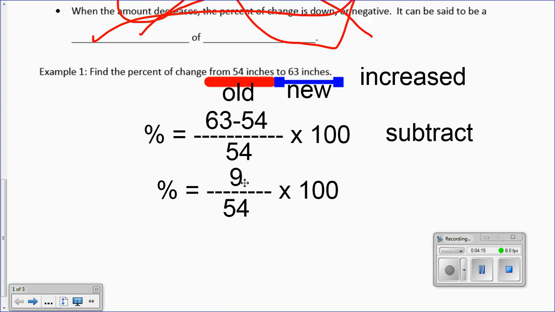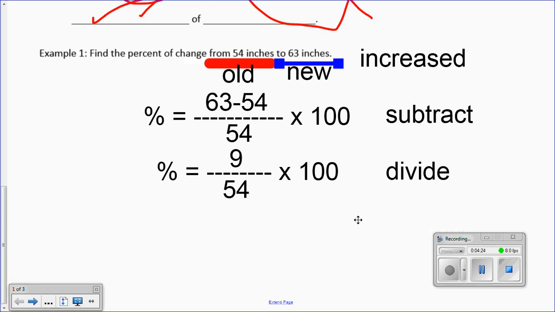Okay, now the next step for PEMDAS is to do this division. 9 divided by 54, we can do that. I think it comes out to be a repeating decimal, so we're going to round it off. So it ends up coming out to be 1.67. I just rounded it off with a 7.